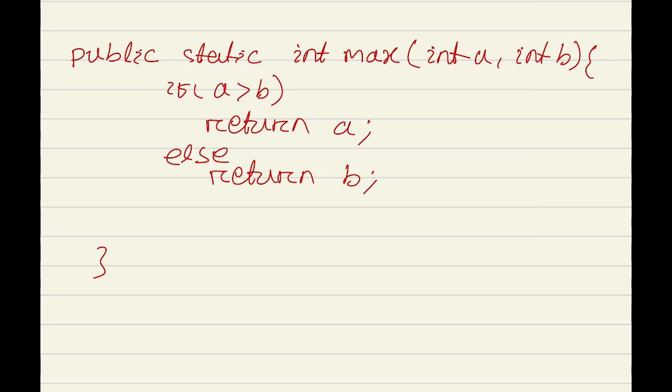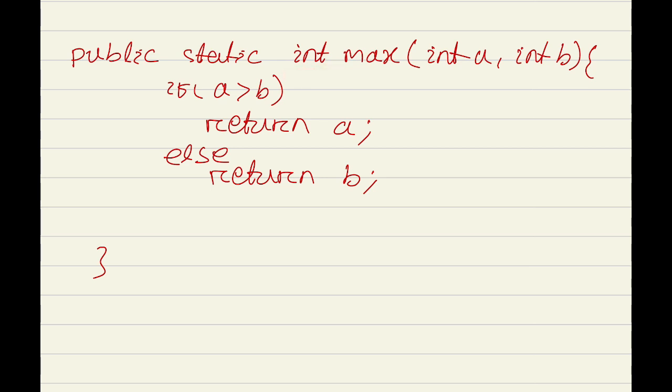Okay, so here you can observe the name of the method is max, int A, int B are the parameters, and the return value type is int, because this method max is going to return A if A is greater than B, and the type of A is integer. Similarly, if A greater than B becomes false, this method is going to return B. The type of B is also int. That's why the return type we have written is int.